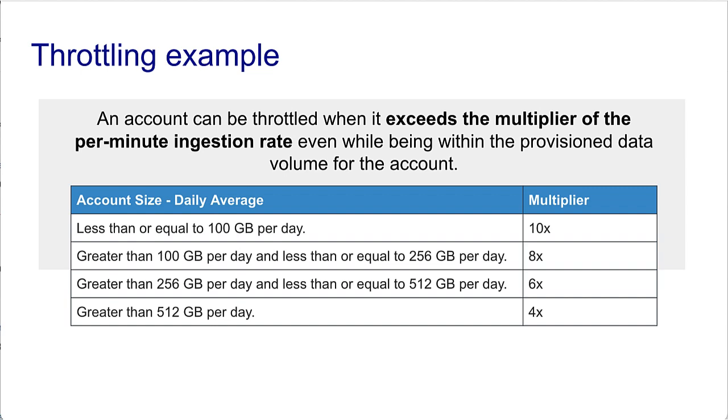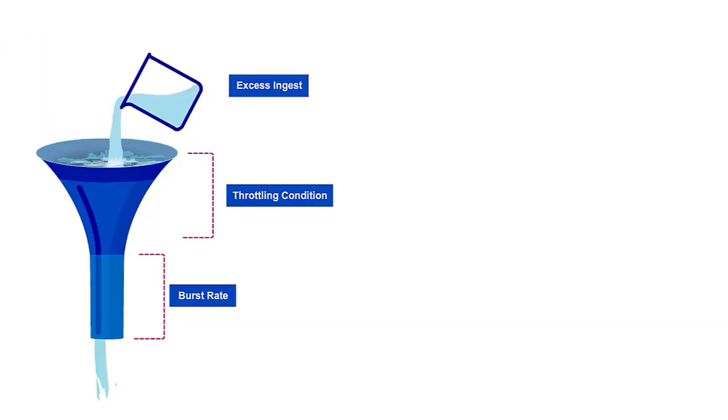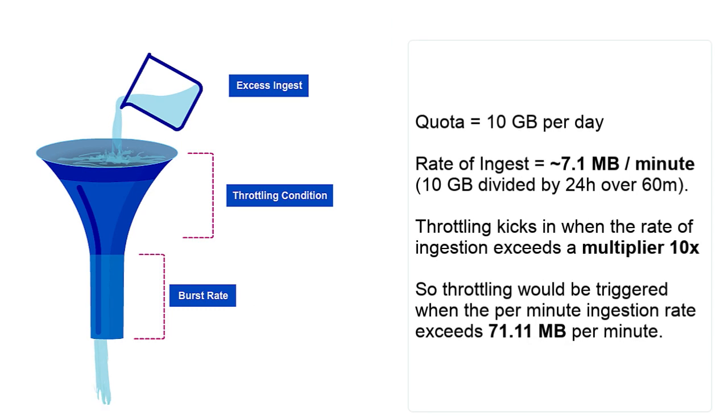The multiplier for the per-day average ingestion total varies based on the account size. Let's take an example of a 10 GB per day account. The average per-minute rate is approximately 7.1 megabytes, which is 10 gigabytes divided by 24 hours over 60 minutes. Throttling kicks in when the rate of ingestion exceeds a specific multiplier of the per-minute rate, a 10 times multiplier for smaller accounts, and a 4 times multiplier for bigger accounts.